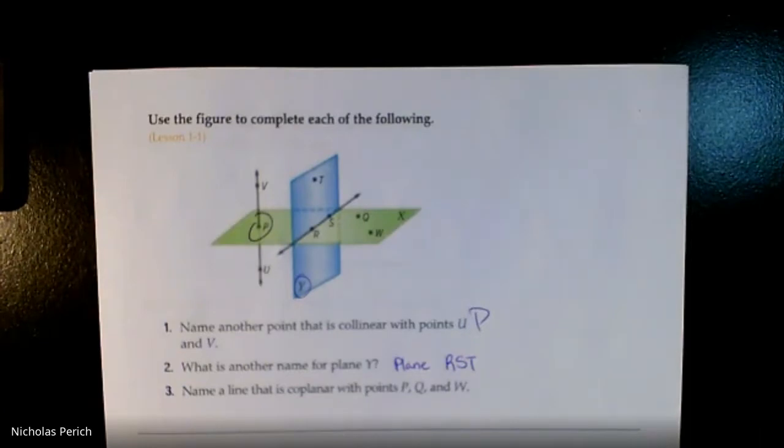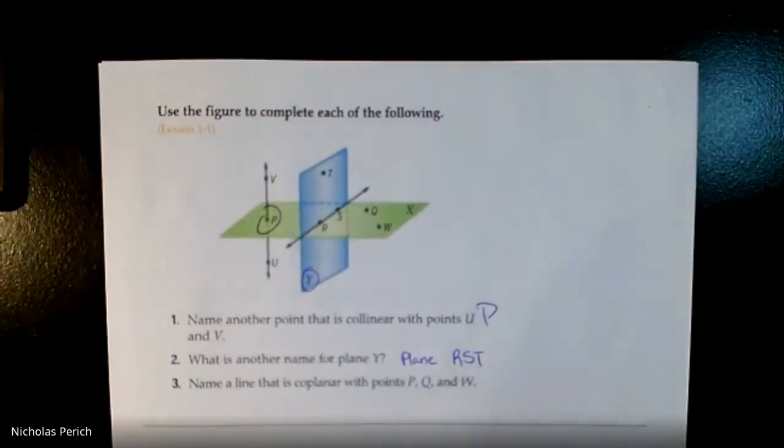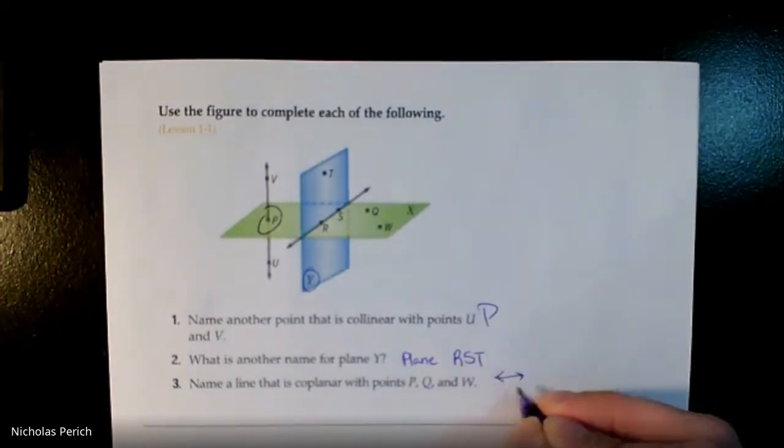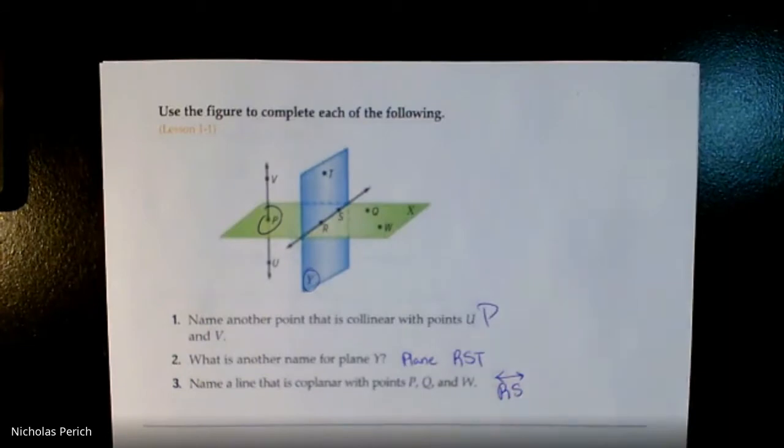Name a line that is coplanar, which means it lives on the same plane as points P, Q, and W. So that would be the green plane. Give me a line that is coplanar with that. Line RF. I don't know who said that, but that was good. Remember, when you name a line, you put the little line with the arrows attached to it. Line RS. That's really your only option.